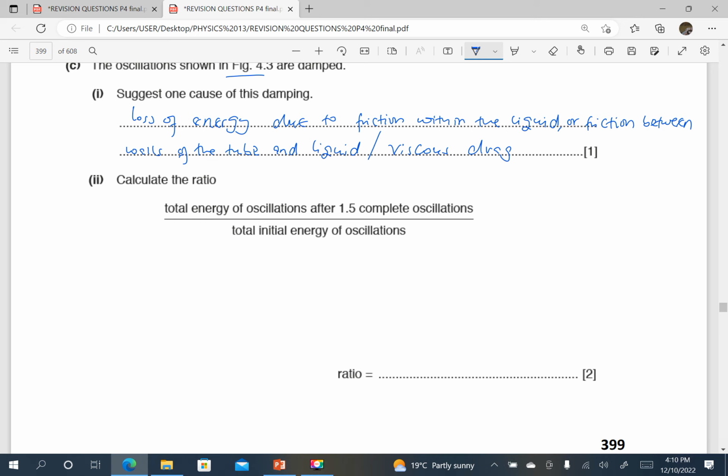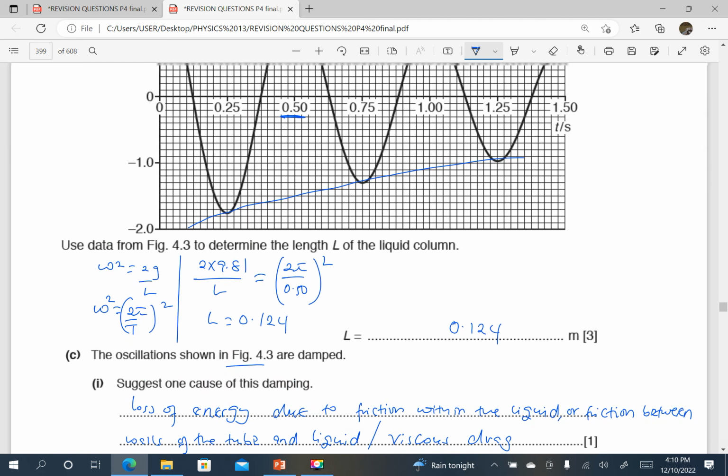And last but not least, calculate the ratio of total energy of oscillations after 1.5 complete oscillations over the total initial energy of oscillations. So energy is equal to 1/2 m omega squared x0 squared. Let this be the total energy. I will just find the ratio here. The ratio is going to be total energy after 1.5 complete oscillations. 1/2 is the same. m omega squared is the same. What is important is x naught. For 1.5 complete oscillations, what is x naught?